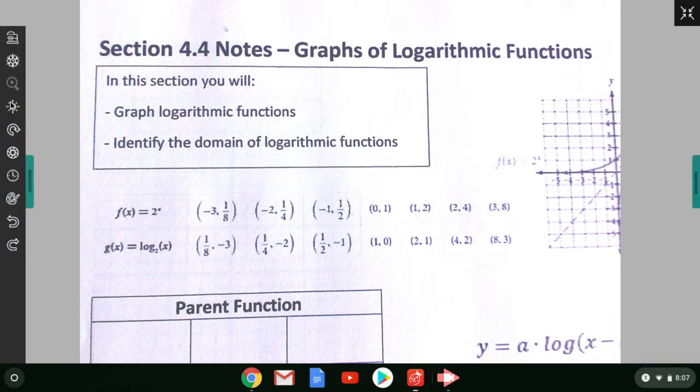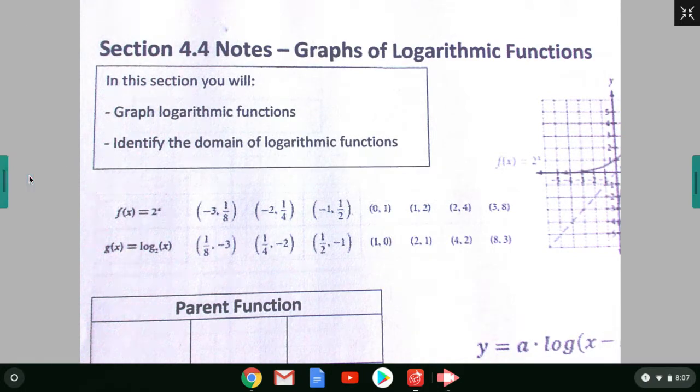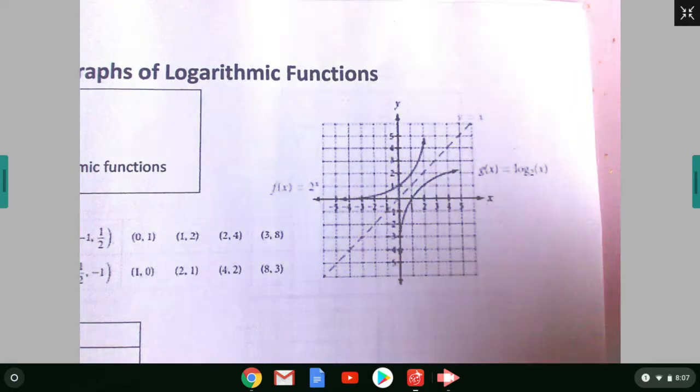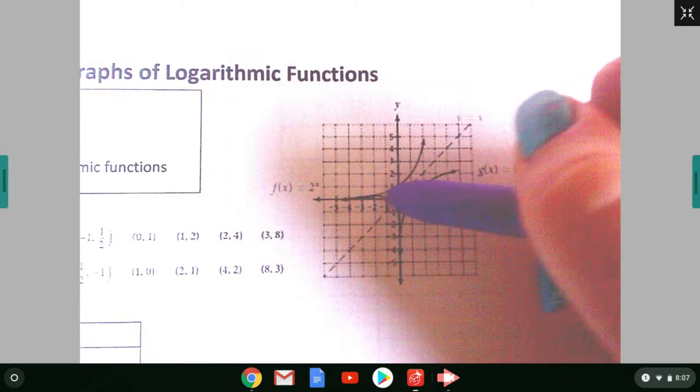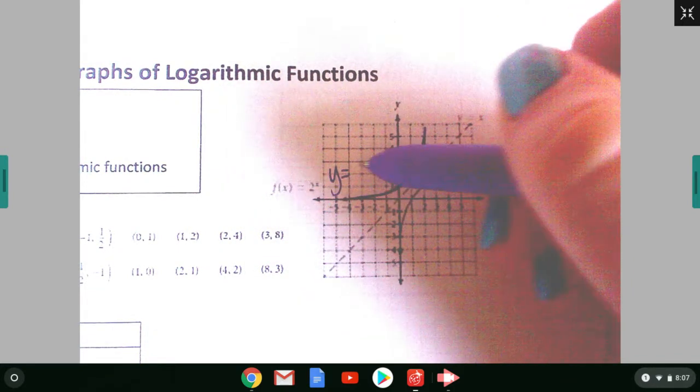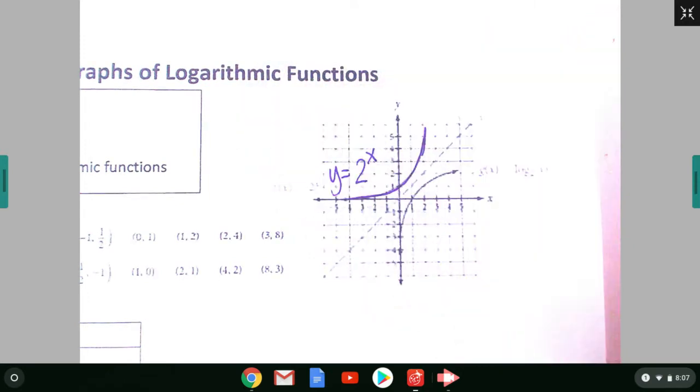Let's see if I can get this off the screen. There we go. So the first thing I want to do is look at a function that we are familiar with. This graph didn't show up very well, so I'm going to bold it in for us. This graph is one that we've seen before. It is that of y equals 2 to the x.